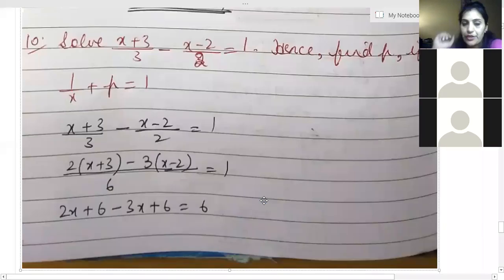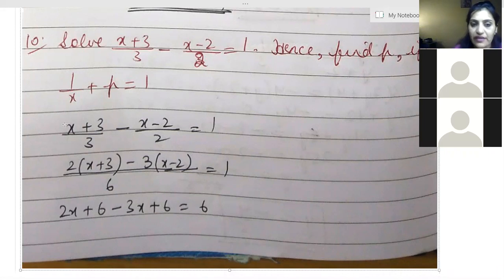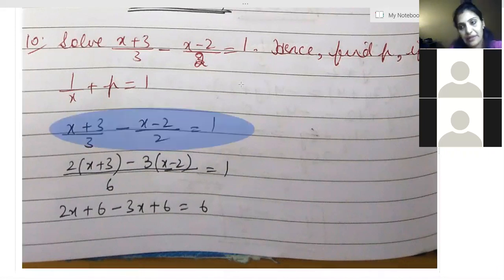Now the 10th question. Solve x plus 3 divided by 3 minus x minus 2 divided by 2 is equal to 1. And you have to find p if 1 by x plus p is equal to 1. Okay, beta. First of all, obviously we need to find the value of x. तभी हमें p की value पता चलेगी. So the very first step will be taking the LCM. LCM जब आपने लिया, so you have got 2x plus 6 minus 3x plus 6 is equal to 6. I have taken this 6 to the other side. Here it was in division state, so it got multiplied over there.